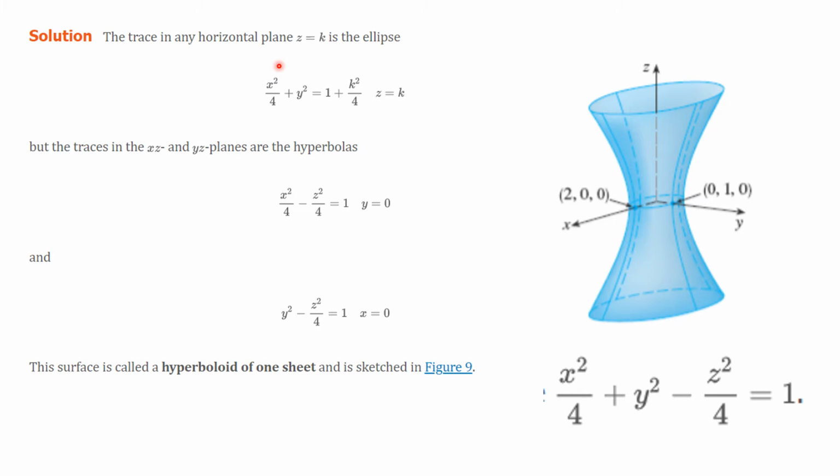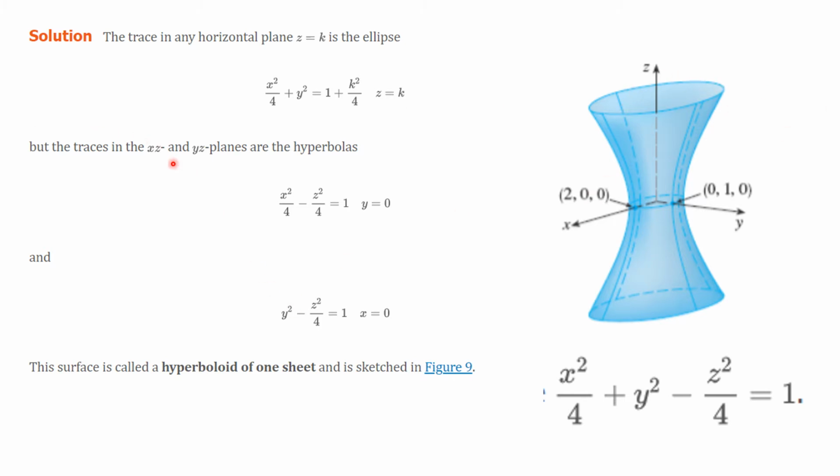Okay, the trace in any horizontal plane, z equal k, is this ellipse. Now we're letting z equal k, and here was the equation that we have. So z is equal to k, so we get k squared over 4. And that means that what you get is an ellipse. And so you have an ellipse in those x's.